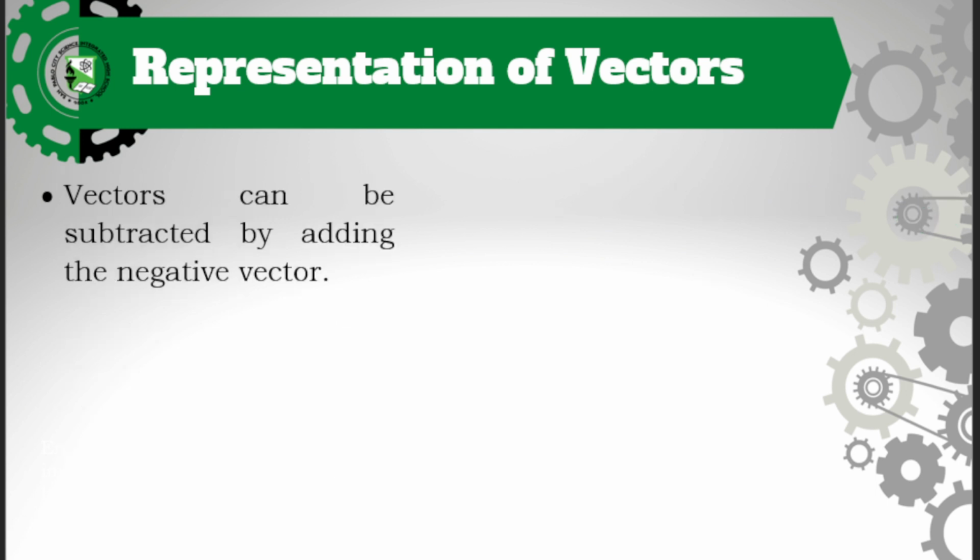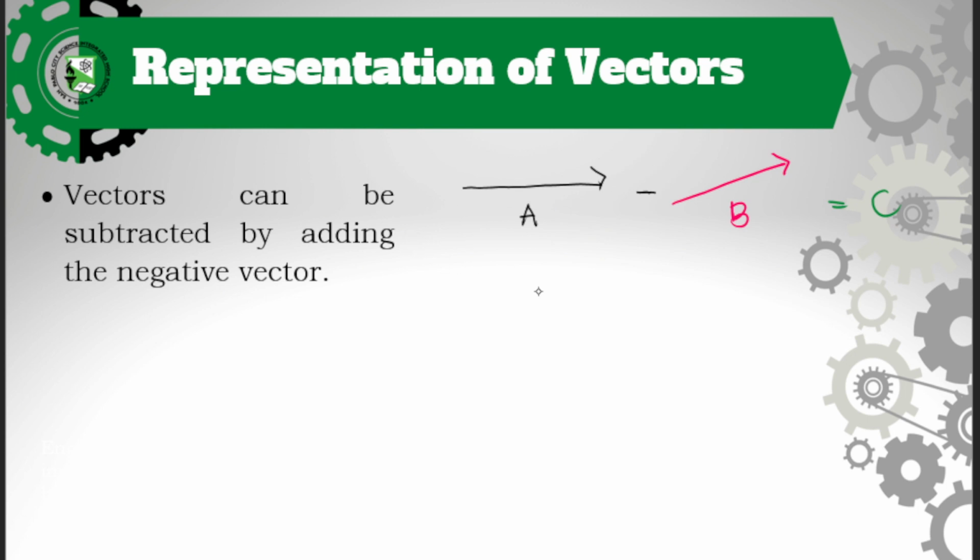Okay? So, vectors can also be subtracted by adding negative vector. For example, let's use the same diagrams. So, this is vector A. We need to subtract it from our vector B in order for us to get C. So, paano natin to gagawin? Ano yung meaning ng subtraction dito?